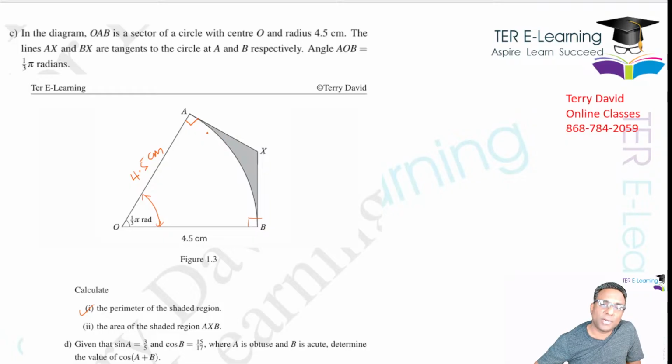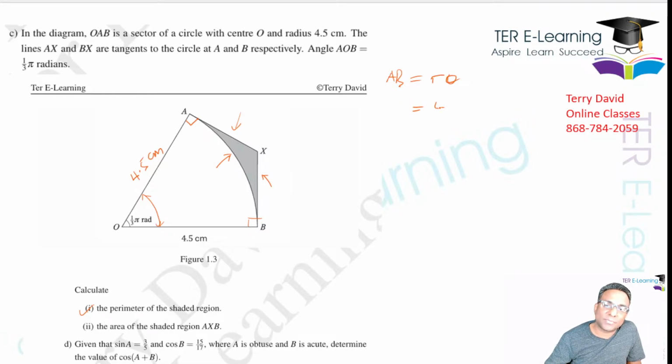So if you want to work out the perimeter of the shaded region, we must first figure out this curved piece here. You need to know that arc, and you need to know this length here and this length here. So we're going to have to use some trigonometry in order to work out AX and XB. The first thing I'm going to do is work out the length of the arc AB. So AB is given by R multiplied by theta. That's the formula to find the length of arc.